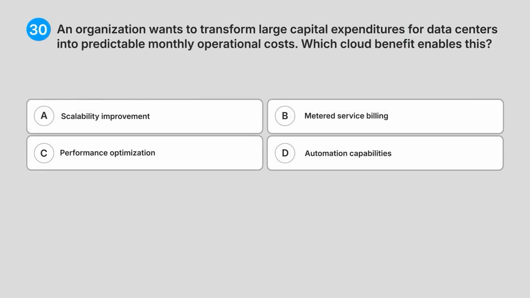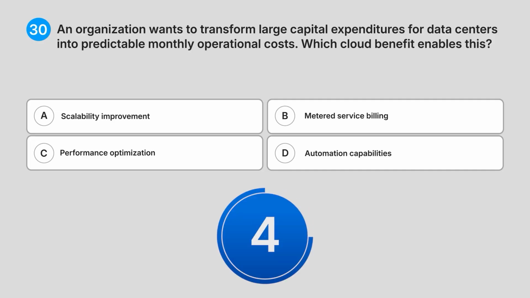30. An organization wants to transform large capital expenditures for data centers into predictable monthly operational costs. Which cloud benefit enables this? A. Scalability improvement. B. Metered service billing. C. Performance optimization. D. Automation capabilities. Do you know the answer?